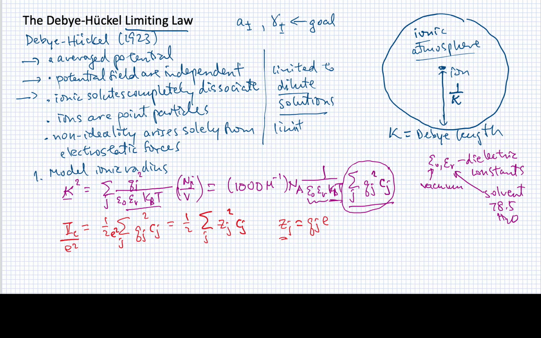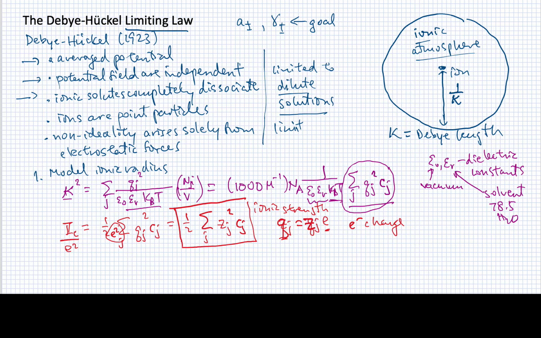And actually, I've written this backwards. The charge on the particle is zj times e. We've divided out the e dependence, e being the electron charge. All right, so this quantity here is something that is defined to be the ionic strength of the electrolyte solution.